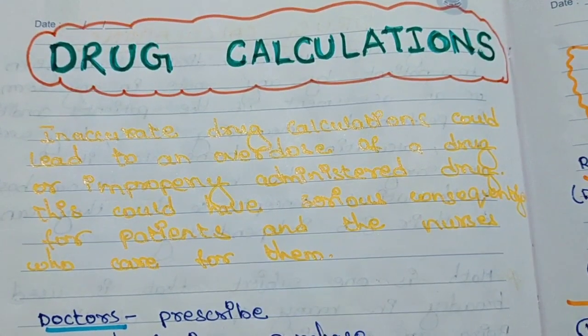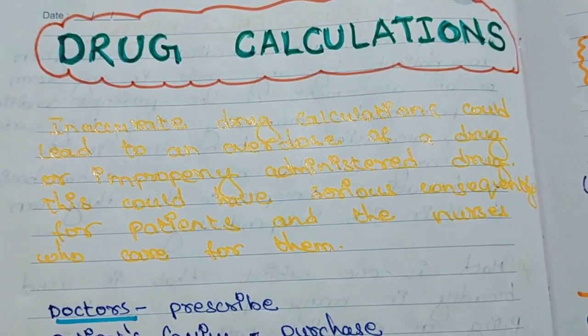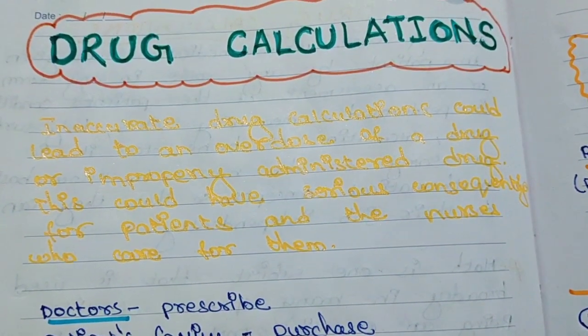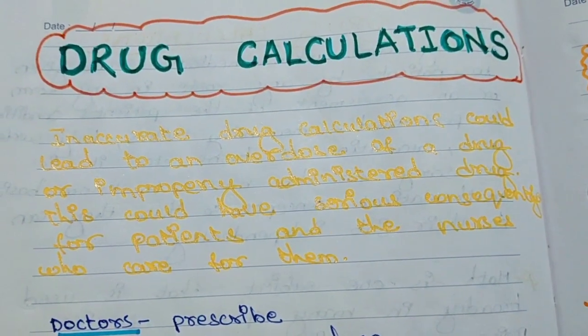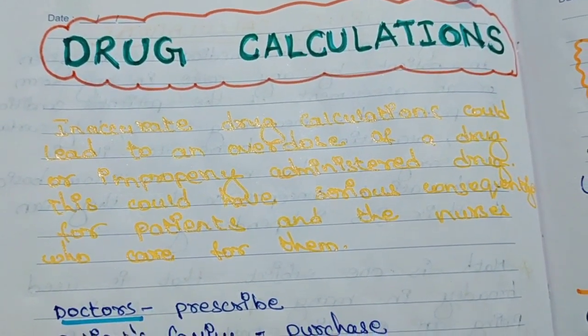lead to overdose or improperly administered dose. Either it is administered more or administered less. If it is administered more, it can be dangerous for the patient. If it is administered less, then we cannot get the effective result, which is not good both for the patient as well as for the nurse.